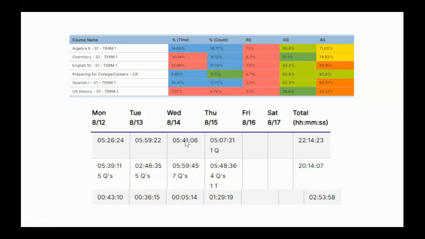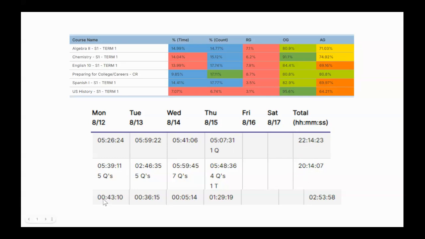So looking at this report, you can see this student is spending close to 6 hours, between 5 and 6 hours a day, but has only completed one quiz. The next student you can see is spending approximately the same amount of time logged in, but is completing multiple quizzes and making good progress. Looking at the right hand column, this is going to show the total login times for the entire week.